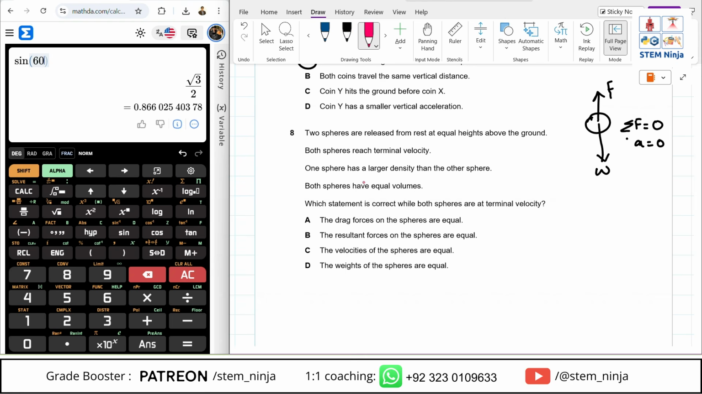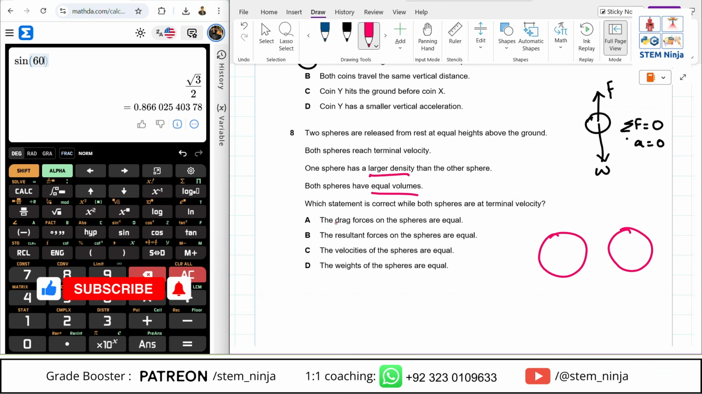Furthermore, something to notice, one of the spheres has a larger density, but both have equal volumes, which means the one with the larger density will have a larger mass because they have the same volume. Larger density would mean more mass. Now, which statement is correct while both spheres are at terminal velocity?